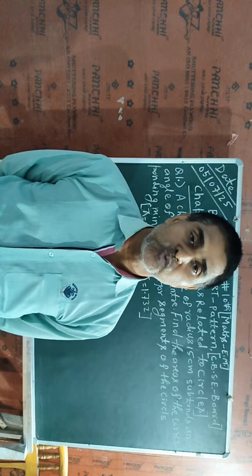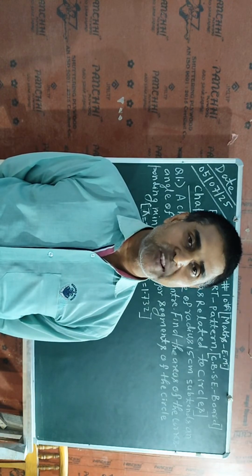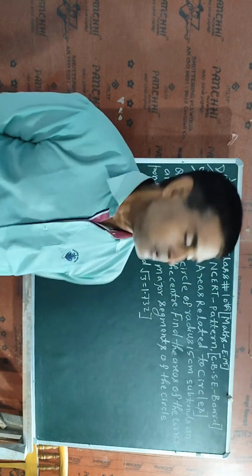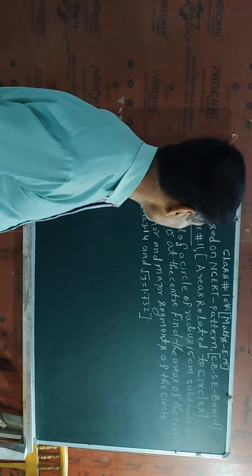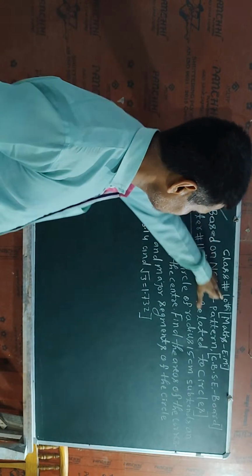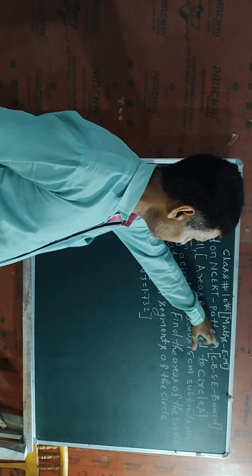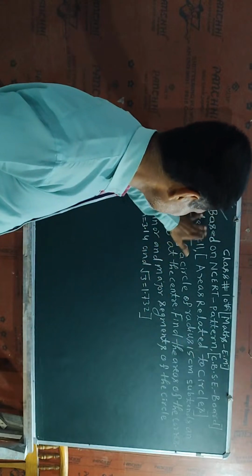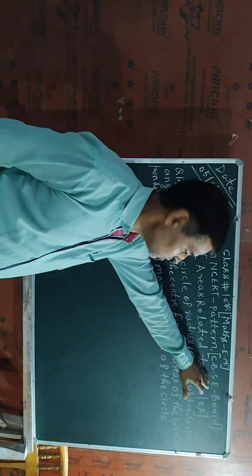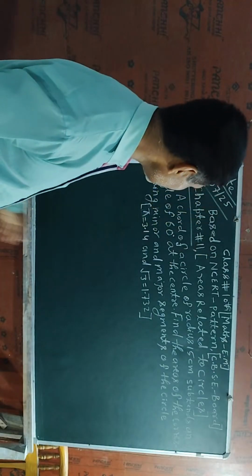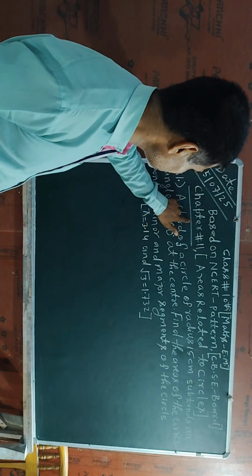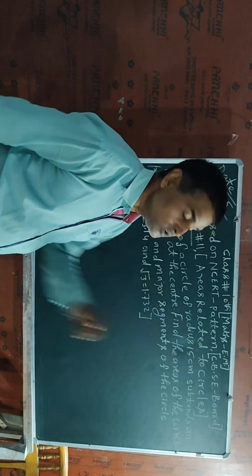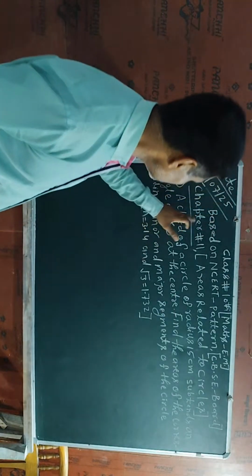Okay students, first of all I am going to explain the concept, and then I will solve the written questions which are available on the blackboard. This is class 10 mathematics in English medium, the NCERT pattern, and the board is CBSE. This is chapter number 11, whose name is area related to circles.